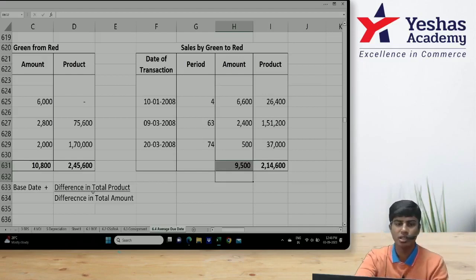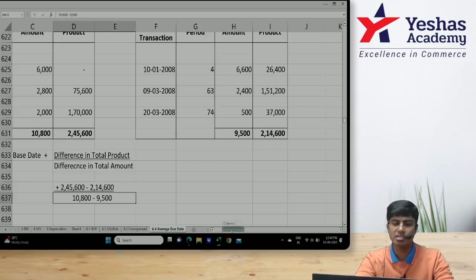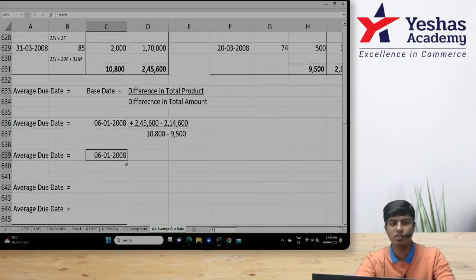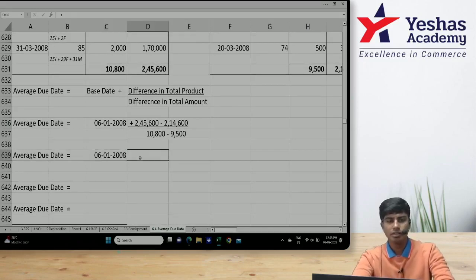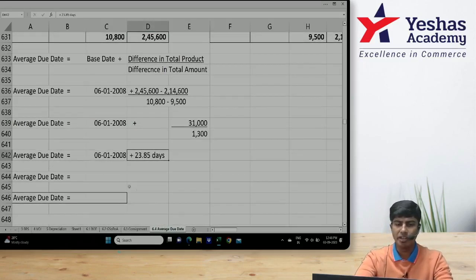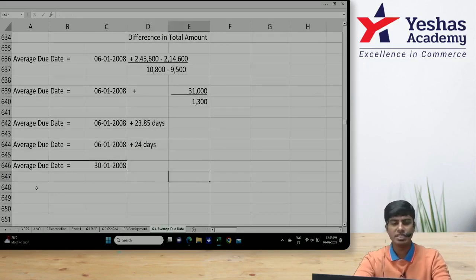Don't worry about it. So let us write 2,45,600 minus 214,600 over 10,800 minus 9,500. Base date 6th of January. What do we get? 6th of January plus 31,000 divided by 1,300. 23.85. 24 days. That is 30th of January. This is the average.